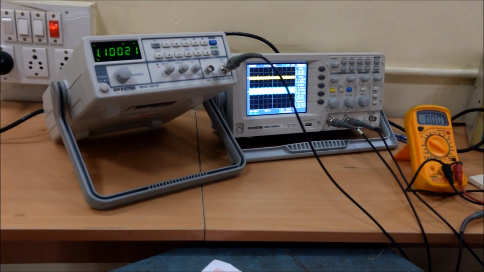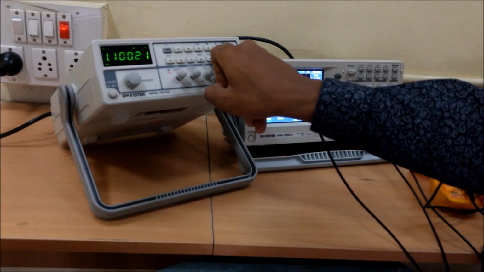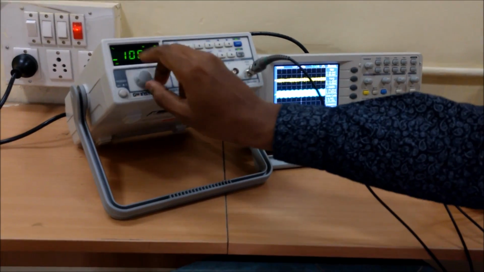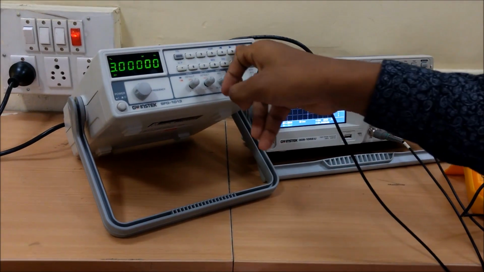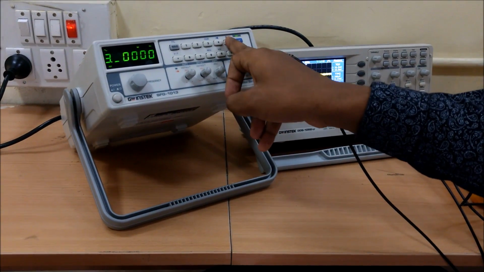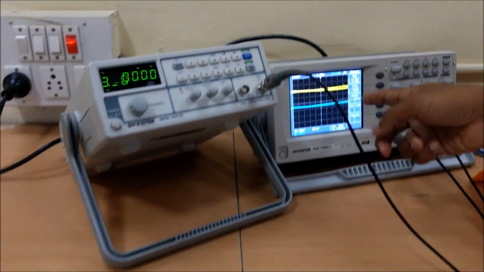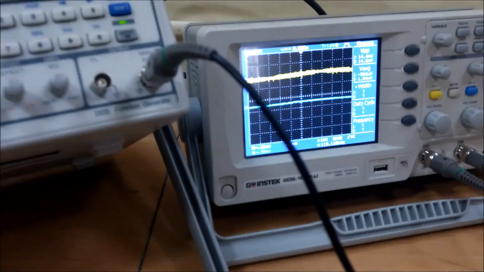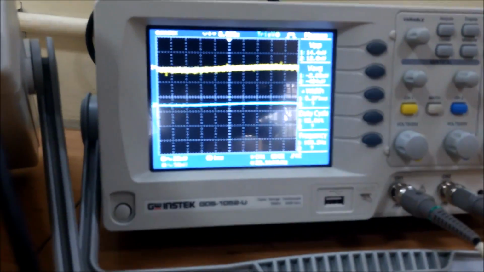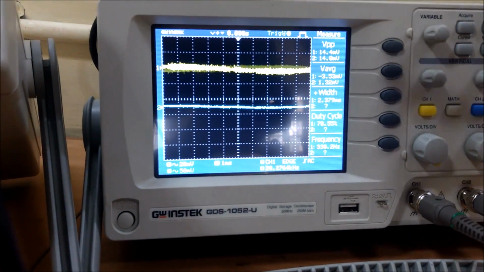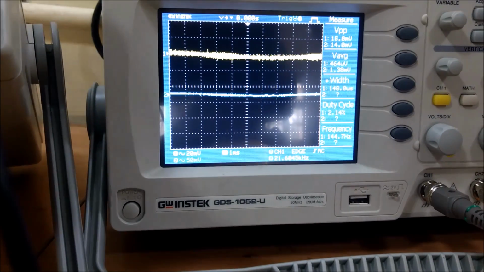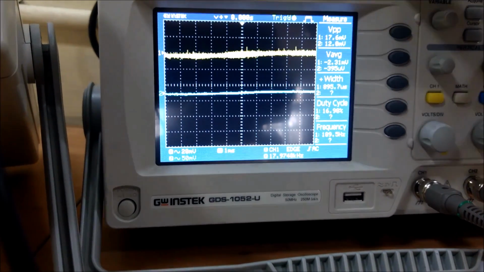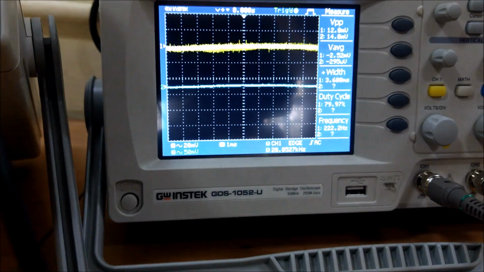We'll see that it's almost in a dead condition. At 3 megahertz, it's 14 millivolts. It's almost a dead condition. The input is only 20 millivolts, but my output is 12 millivolts. That means it's less than the input, which means there is no gain at all.